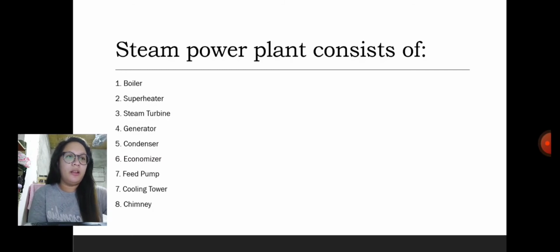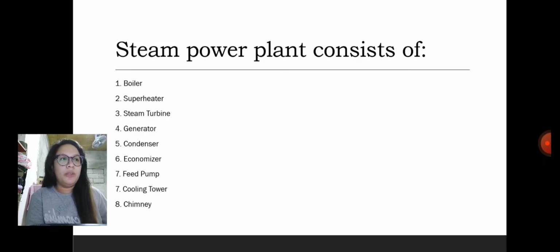Economizer. The economizer adds to the feed water, extracting a part of the heat from the condensate by increasing the feed water temperature. Feed pump. This feed water is to be sent to the boiler using a feed pump only. The cooling tower. The water that is used to condense the steam in the condenser is supplied from the cooling tower. Chimney. It is the last stage where only the air particles will enter into the atmosphere by reducing the heat from the steam by the usage of water sprinklers.